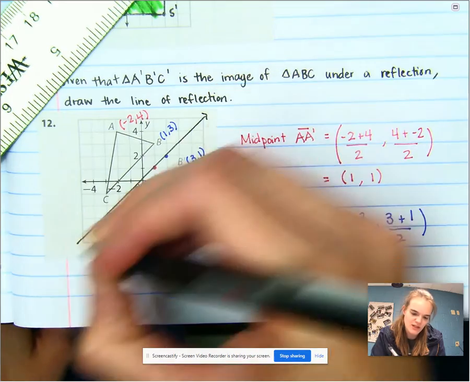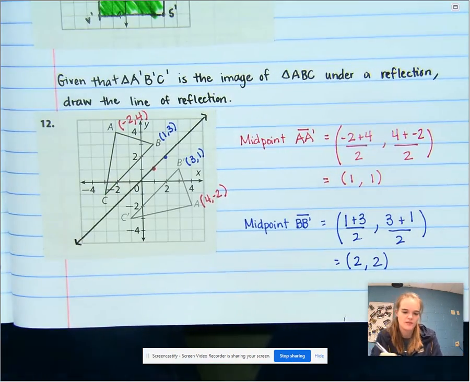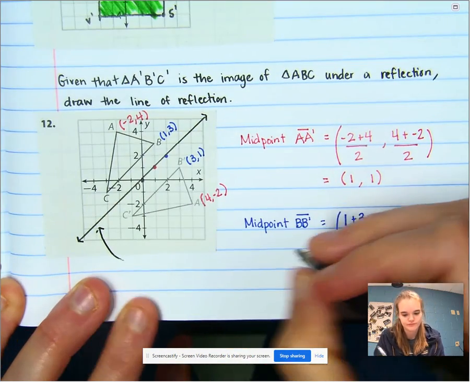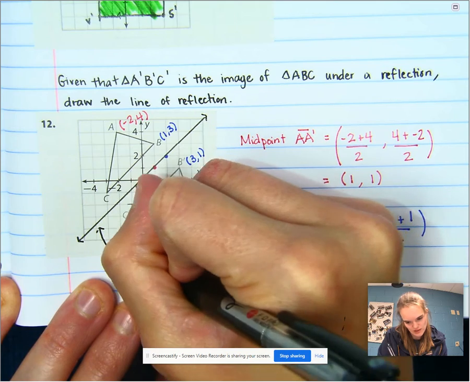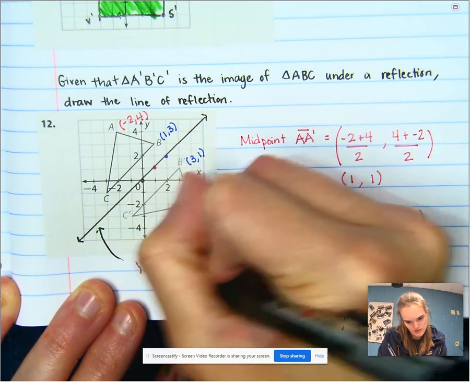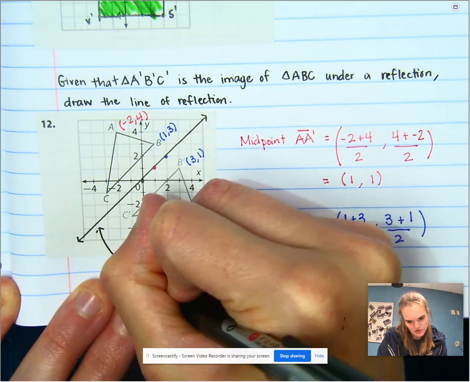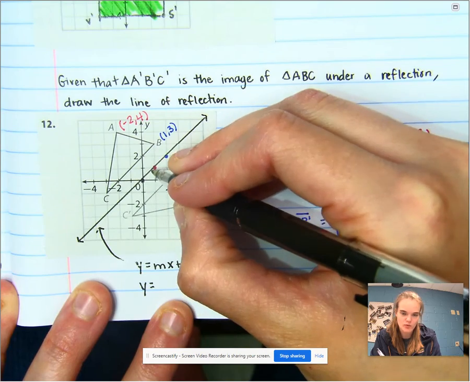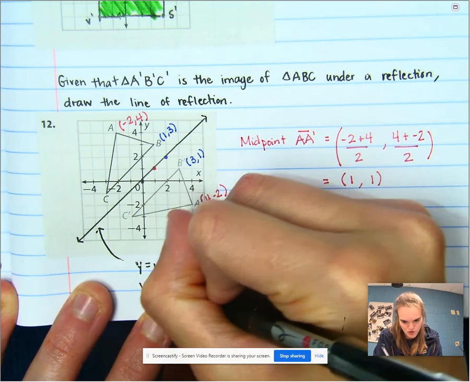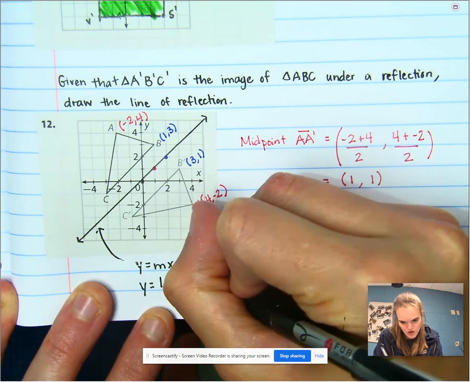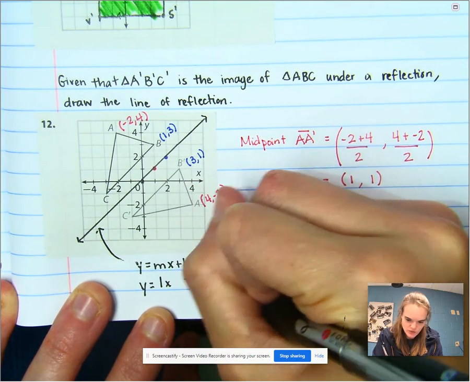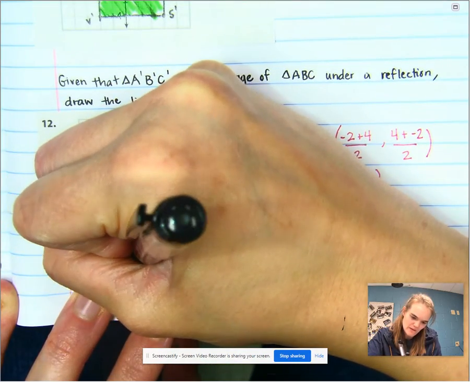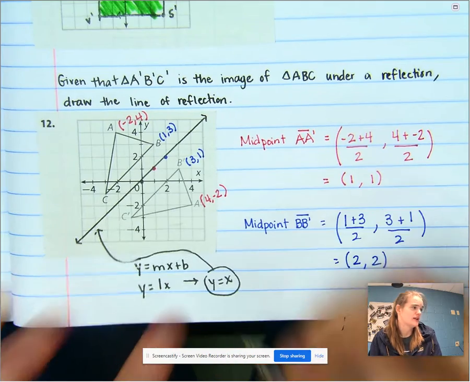It did not tell us to name the line, but we're going to do that anyway. This line right here starts at 0, 0. So if you have y equals mx plus b, b is the y-intercept. This starts at 0, so we wouldn't put anything there. Slope is up 1 over 1, so we write 1x or y equals x. Y equals x is what this line actually is.